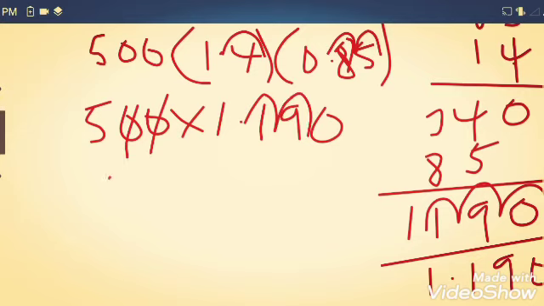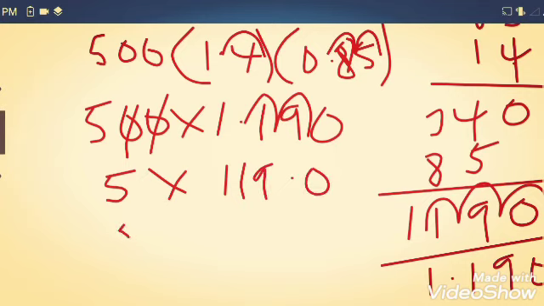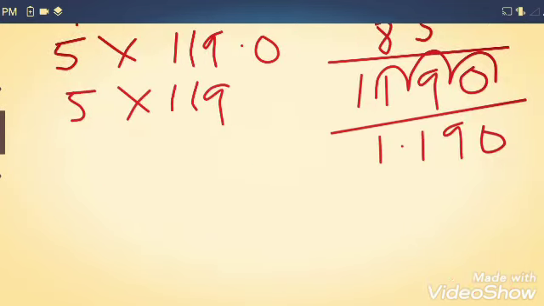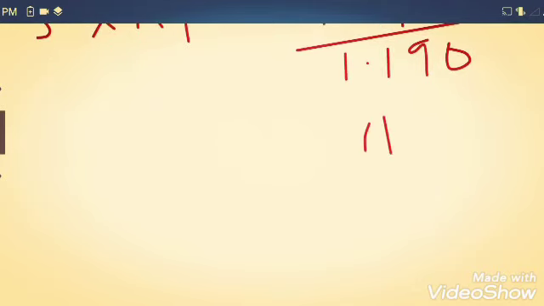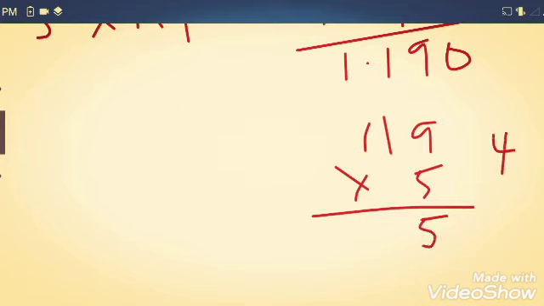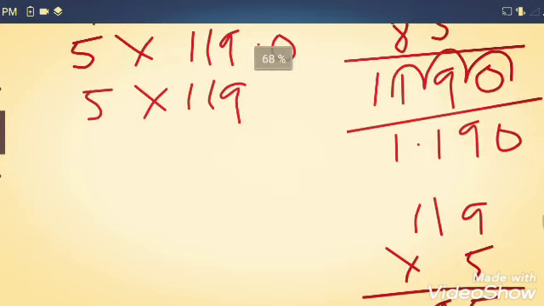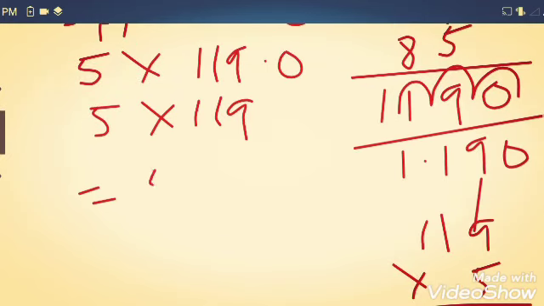So at the end of the day, I have 5 times 119.0, which is same thing as 5 times 119. So I could go to the side and do 119 times 5. Now 5 times 9 will give me 45. I'm going to write 5 and keep 4. 5 times 1 is 5 plus 4, that's 9. 5 times 1 is 5. So my final answer is going to be 595.